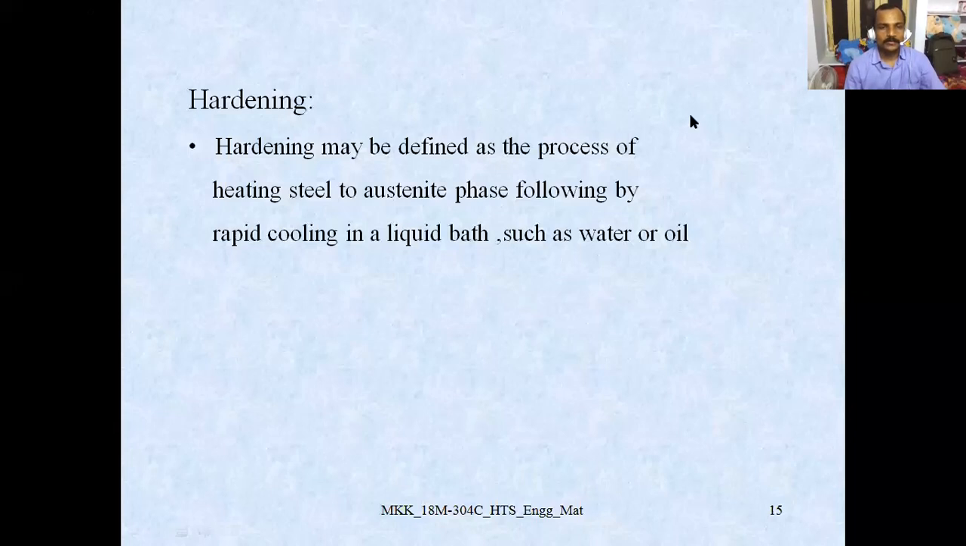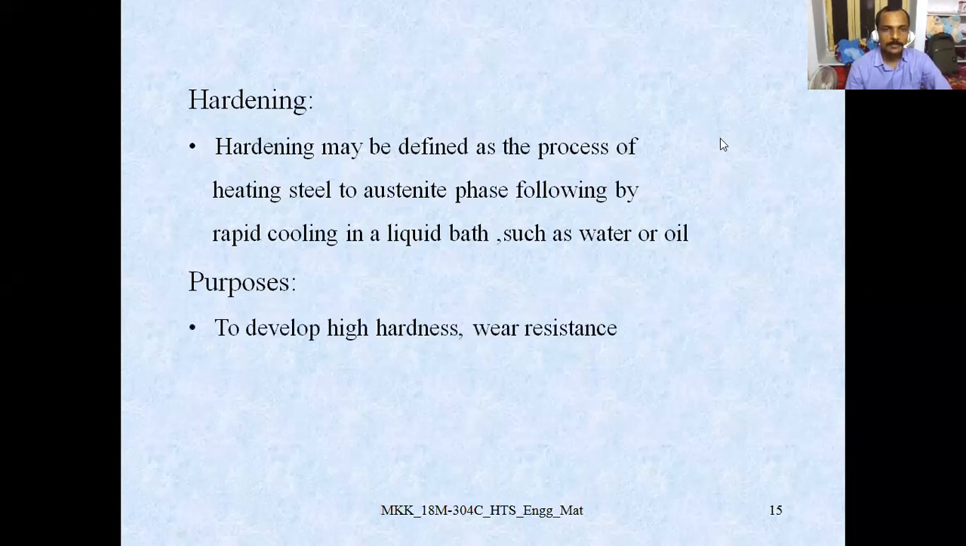So the hardening, what is hardening? As the name indicates, making a steel harden. Hardening may be defined as the process of heating the steel to austenite phase, followed by rapid cooling in a liquid bath such as water or oil. So heating it up to the austenite phase and then rapid cooling it by a liquid bath such as water or oil. So this is the hardening process.